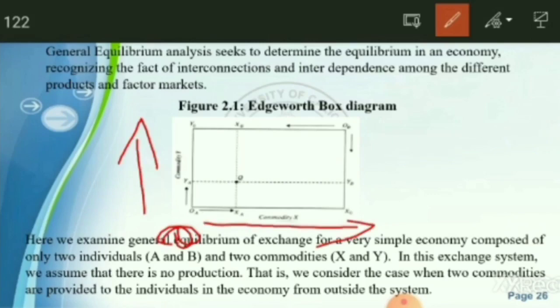Okay, in general equilibrium analysis, here we examine general equilibrium of exchange for a very simple economy composed of only two individuals and two commodities. Here we have the individuals A and B, the commodities are X and Y.